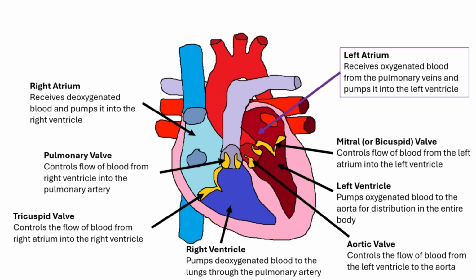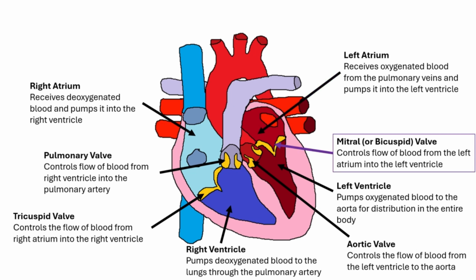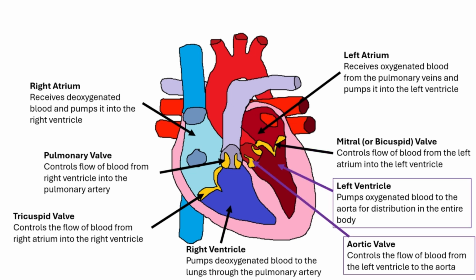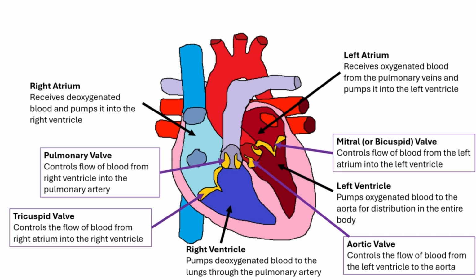Then the deoxygenated blood in the right ventricle is pumped out through the pulmonary valve into the pulmonary artery, where it leaves the heart. Now for the left side of the heart, oxygenated blood first enters the left atrium from the pulmonary veins, and it gets pumped through the mitral valve, also called the bicuspid valve, into the left ventricle. From the left ventricle, the oxygenated blood then gets pumped through the aortic valve and into the aorta, where it leaves the heart. You might notice that the valves in the heart are shaped like this, so blood doesn't flow back into the wrong chamber when pumping.